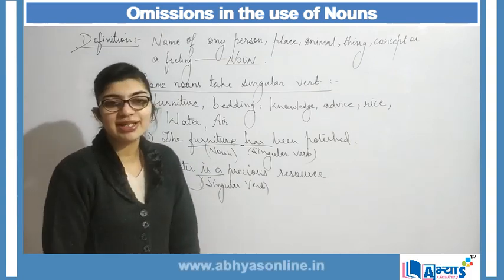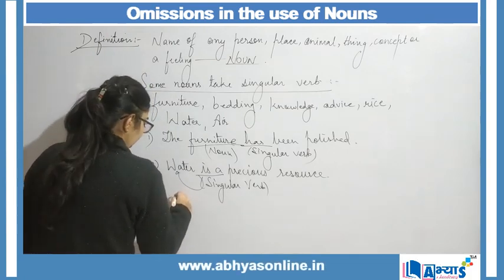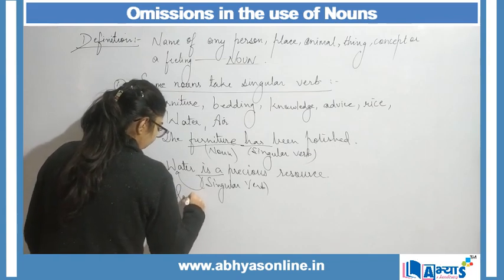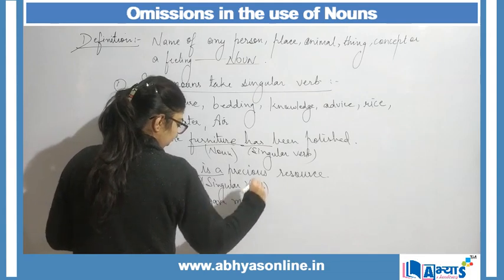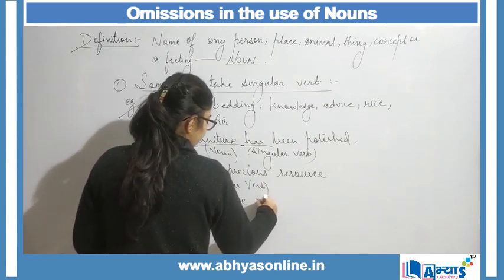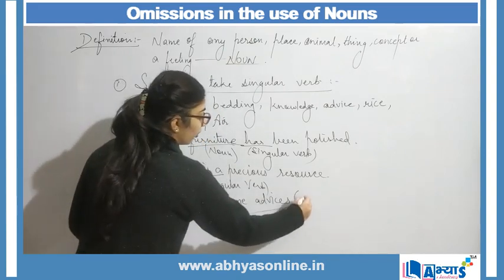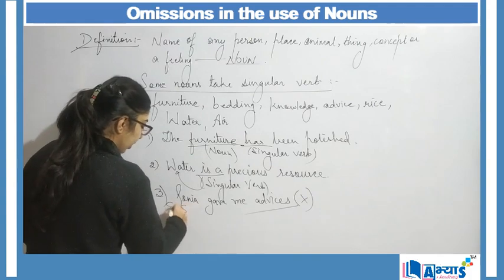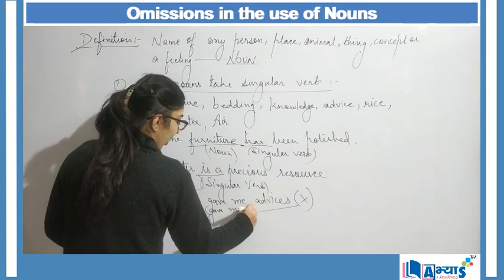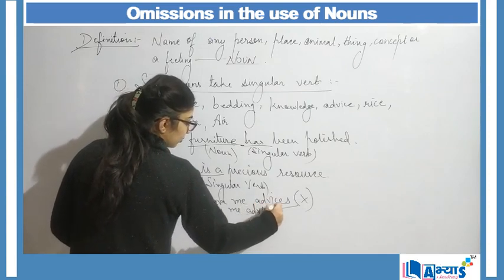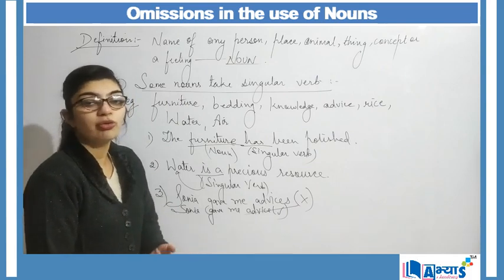Then next I say, Sonia gave me advices. Now here advices is wrong. I will just say, Sonia gave me advice. So this will be correct, and Sonia gave me advices, that is wrong.